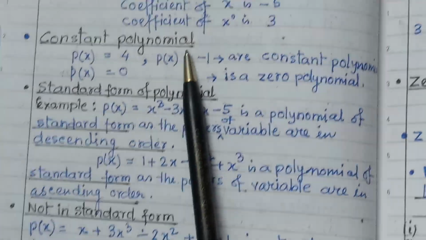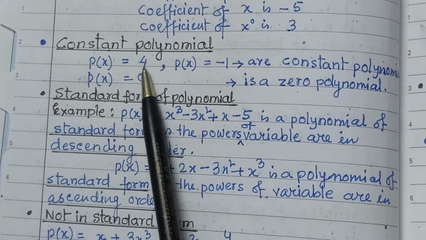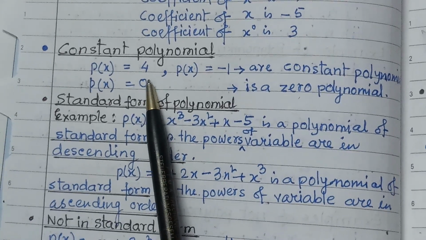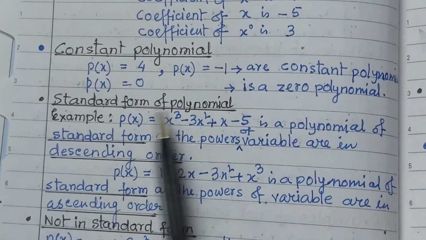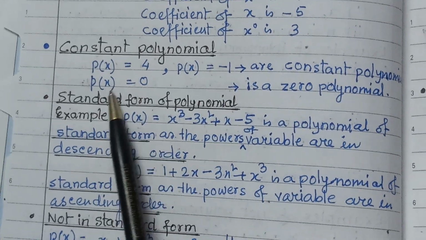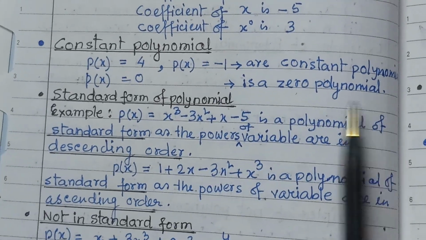Constant polynomial. If a polynomial p(x) is only a number, equal to 4 or equal to 0, it is called a constant polynomial. And if the polynomial p(x) is equal to 0, it is called the zero polynomial.